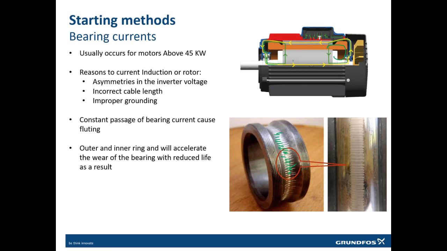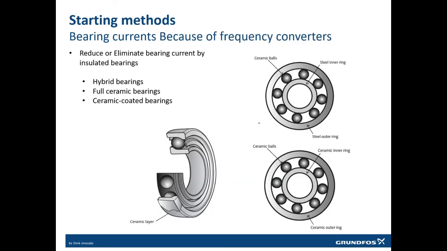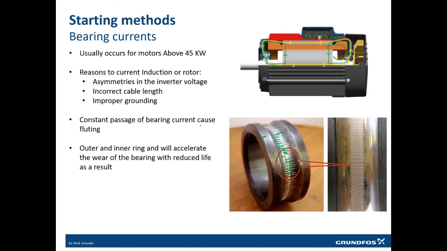So if this current is low, it is okay, but if the current goes very high, then it starts creating problems for the bearing of the motor. To avoid this, we use hybrid bearings or ceramic bearings. We try to close or cancel this flow of current, or this circuit.